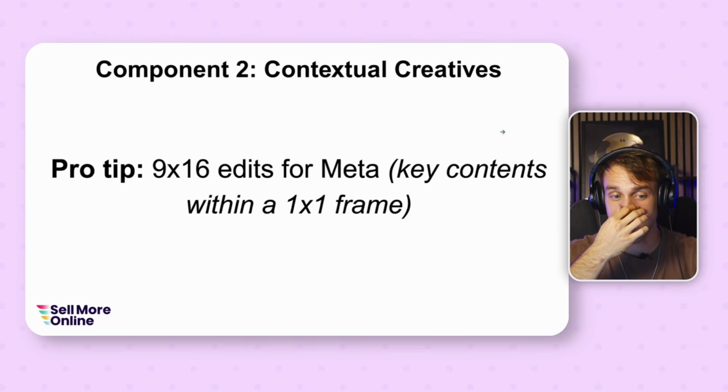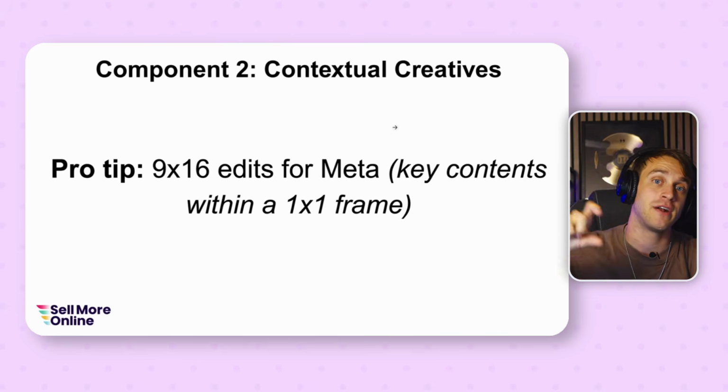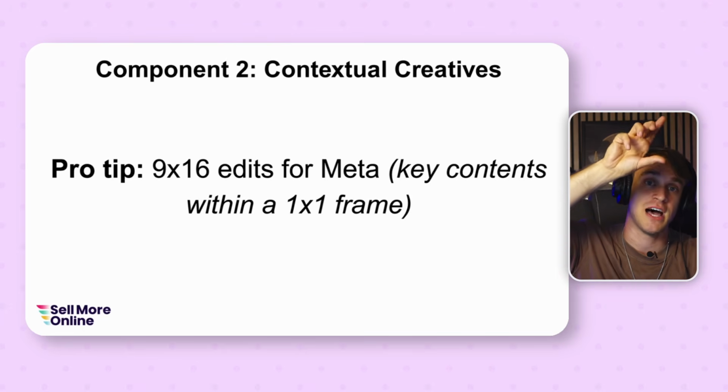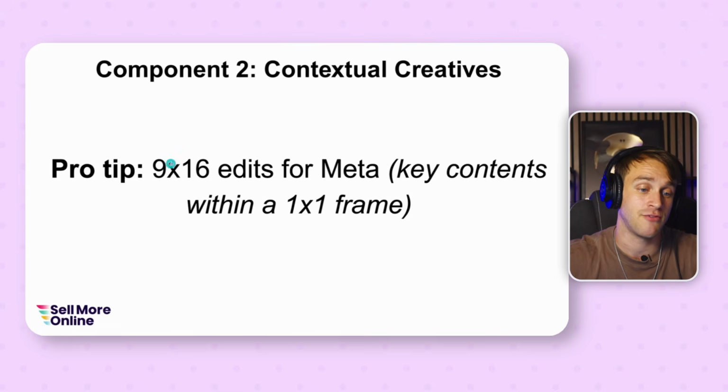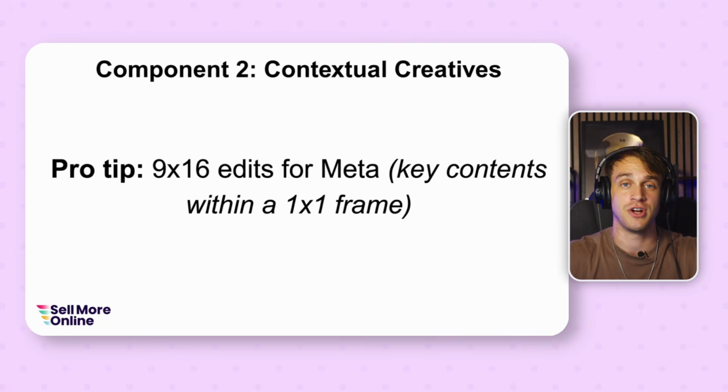And pro tip, by the way, if you're running ads on Meta, we like doing 9x16s. We also do 4x5 sometimes too. We'll do 4x5s with no banner and 4x5s with a banner sometimes at the top with some text. And the key content, if we're doing a 9x16, is basically within a 1x1 frame, so it looks good on all feed placements. So the creator is fitting there, the text is fitting there, some key elements are fitting within that 1x1 frame within the 9x16. So that's a little key thing.